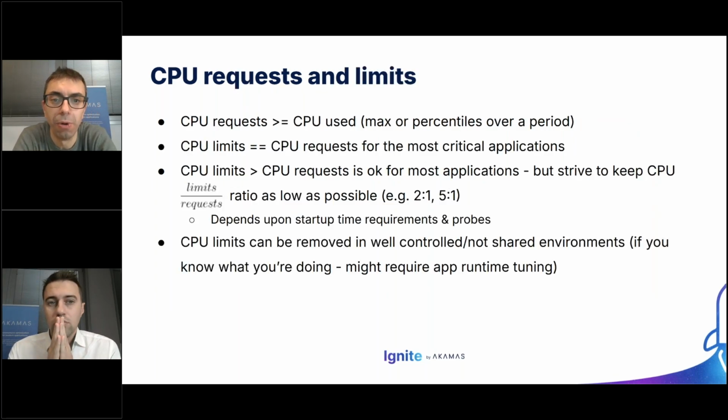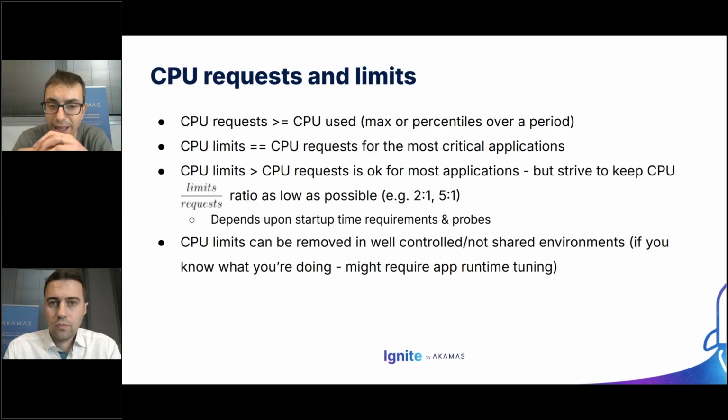So requests and limits. What are we recommending here in terms of CPU? Basically, the first recommendation is kind of well known: to put CPU requests higher than or equal to the CPU used. That is important, as we have seen, because Kubernetes schedules pods based on CPU request.